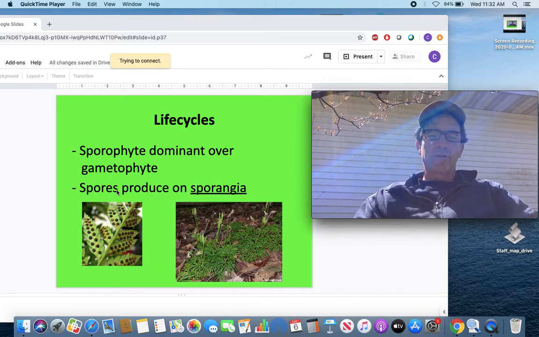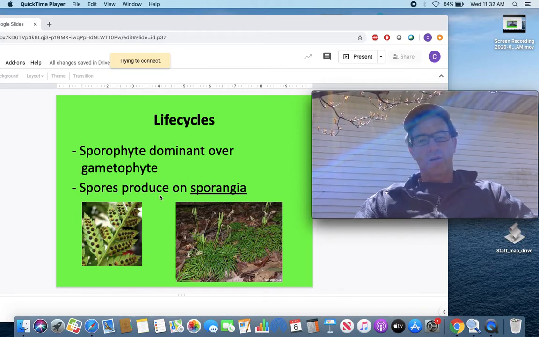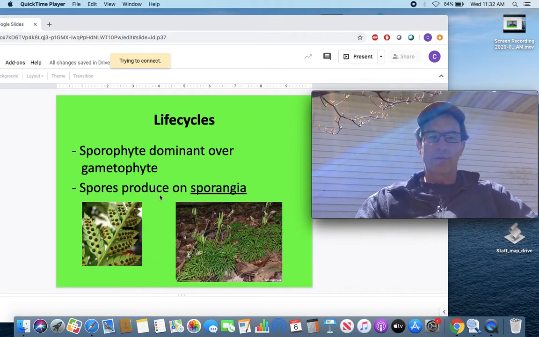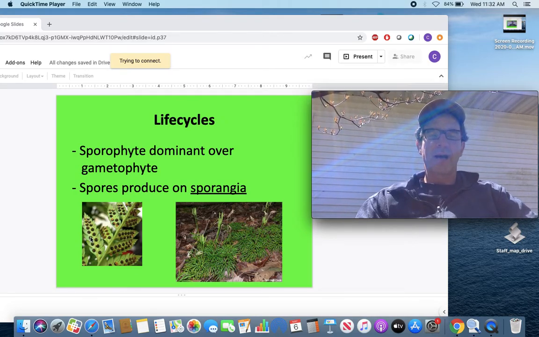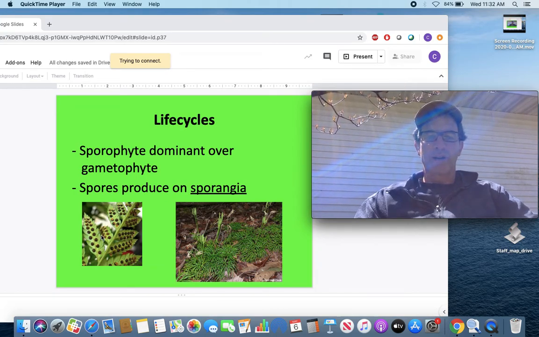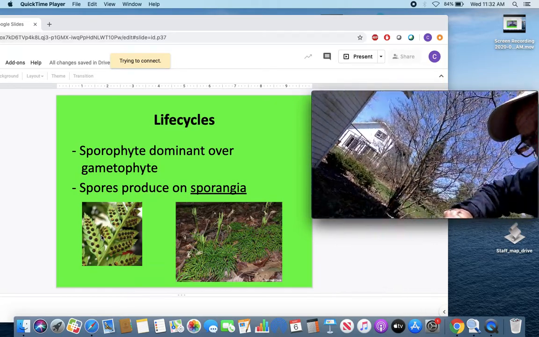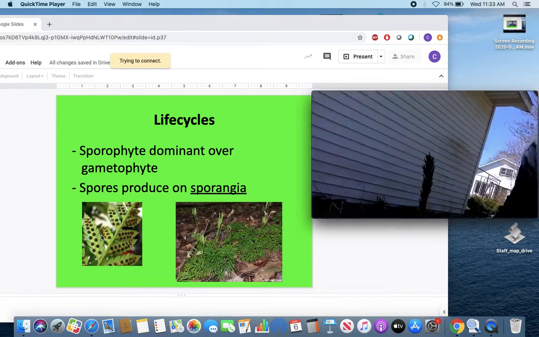These plants produce spores on sporangia, okay, special structures. Now, depending on what kind of plant it is, they may have those sporangia in different places. Some ferns actually have them on the bottom of the fronds, and they look like these little brown or sometimes orange spots. And some people think these are a disease, and they aren't. Those are the sporangia.